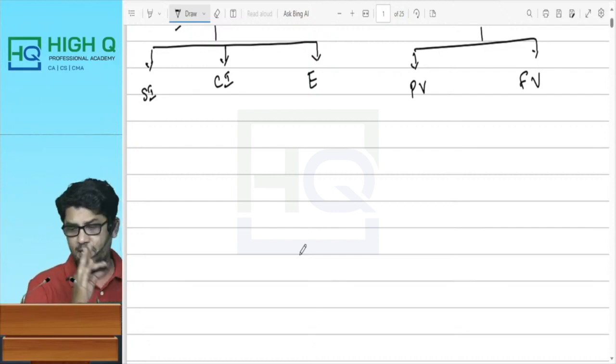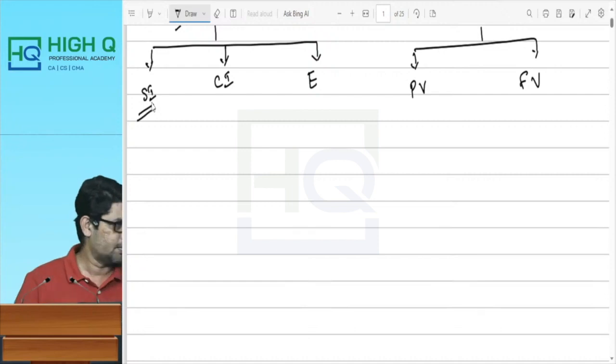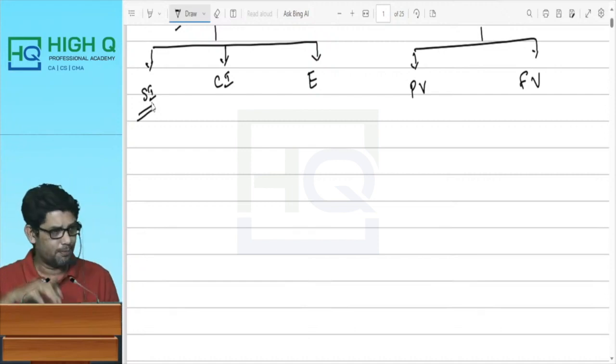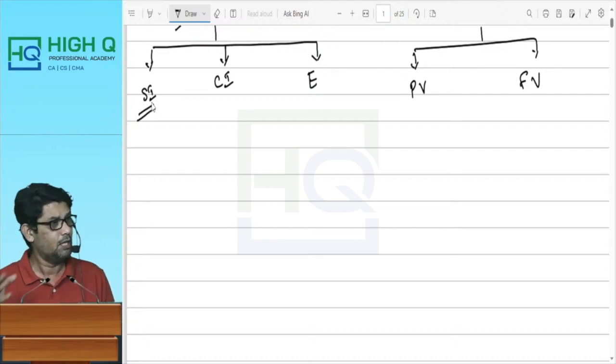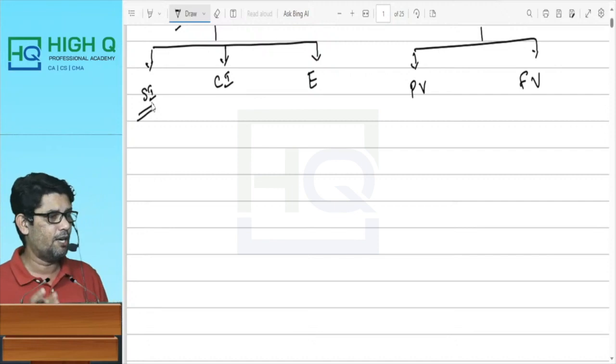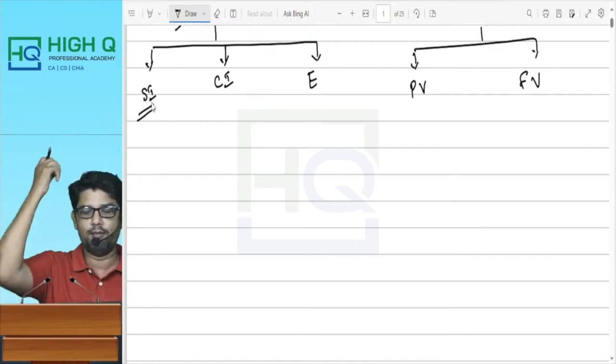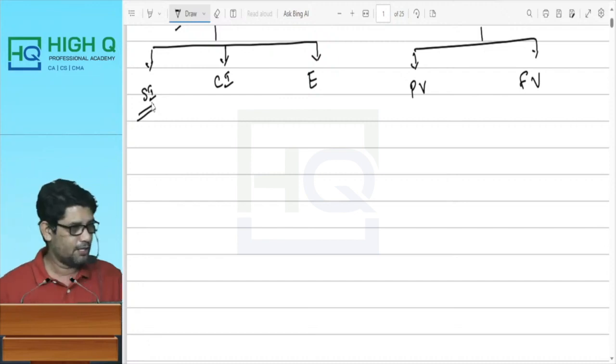Now, simple interest, compound interest, and effective rate of interest. What is to be remembered, I'll tell you. Simple interest is always calculated based on the number of years. Even if months are given, they have to be converted into years. Compound interest can be calculated annually, half yearly, quarterly, monthly, daily, hourly, minute wise, everything is possible in compound interest.